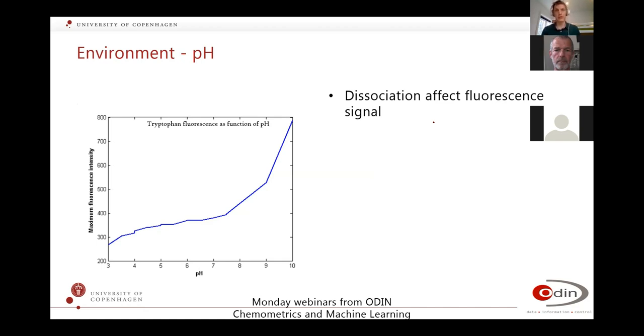Furthermore, it is also very much influenced by the pH. The change in pH will also change the intensity that you have in your fluorescence signal. What you see here is tryptophan as a function of pH, giving you a very low signal in the beginning at pH 3. And if you go very high up in your pH, you will also get a higher intensity in the fluorescence. Of course, this figure doesn't always look like this for all fluorophores. This is just one example. It's just showing that it is sensitive to pH.